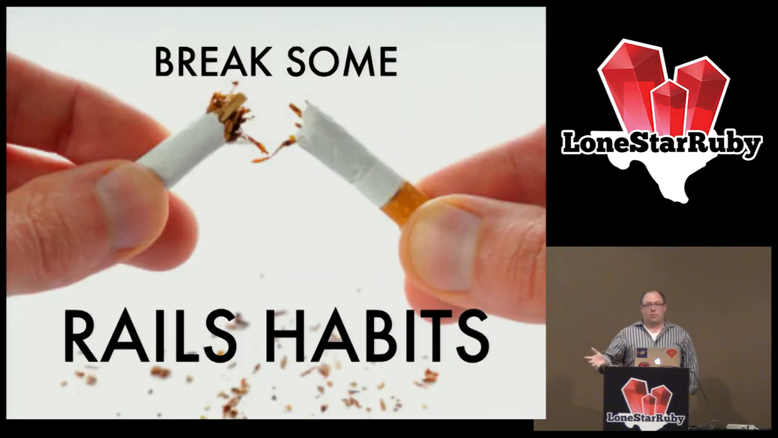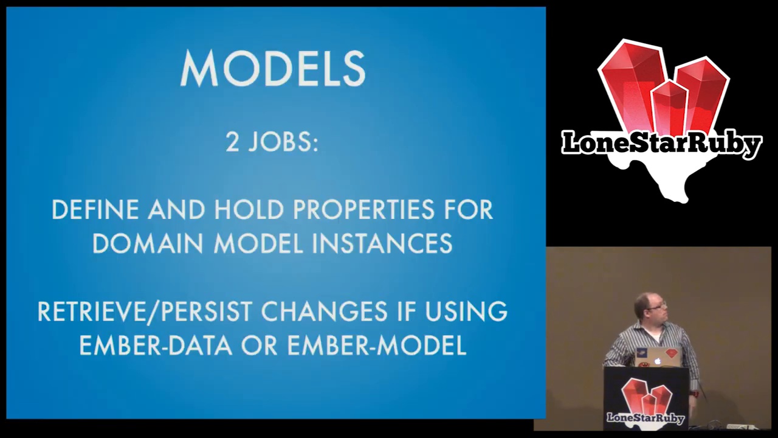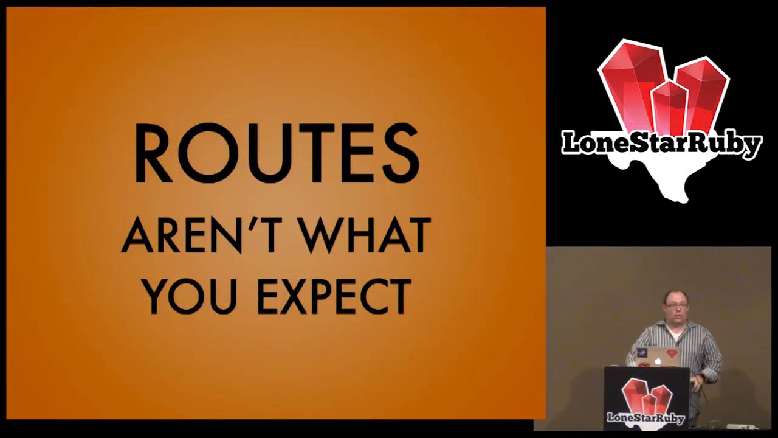The reality is it's more complicated than that. But to get into the next step, Rails has taught us many things about MVC that are not bad, but they just don't fit. For one thing, models are pretty much what you're already expecting them to be. Models have two jobs. They define and hold properties for domains, and they can also retrieve and persist changes, although that's added in if you decide to use a persistence framework.